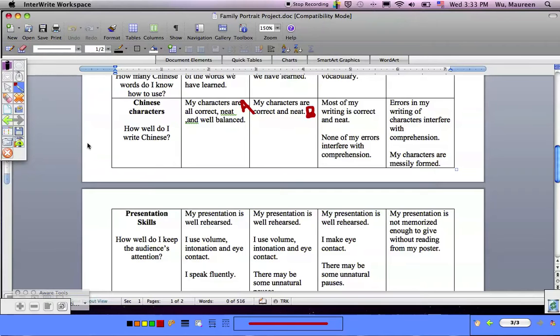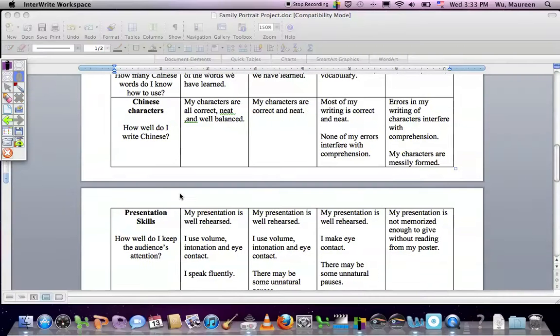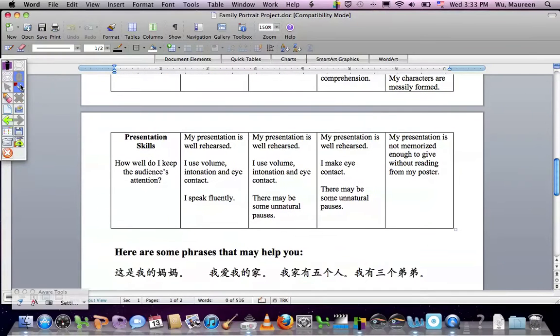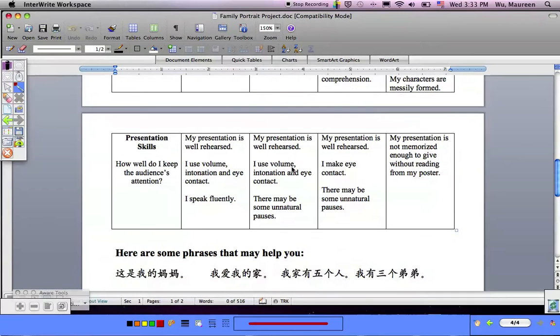Presentation skills. I will be assessing you on how well you present your material. And how I'm going to assess it is this way. Notice that all of them, if you meet expectations, all of them say your presentation is well rehearsed. You should practice your presentation before you get to class. I can tell when people have practiced.